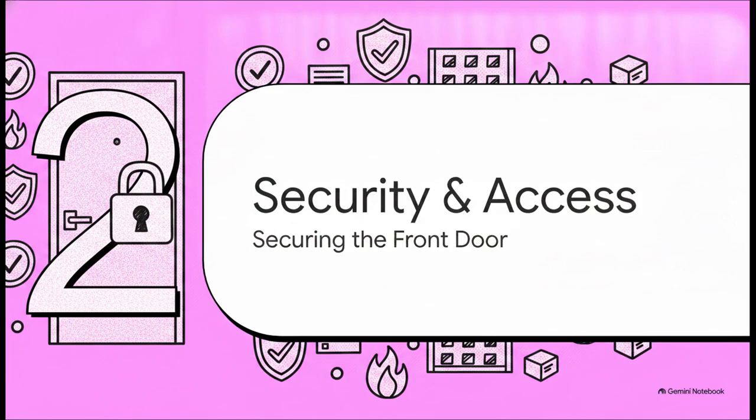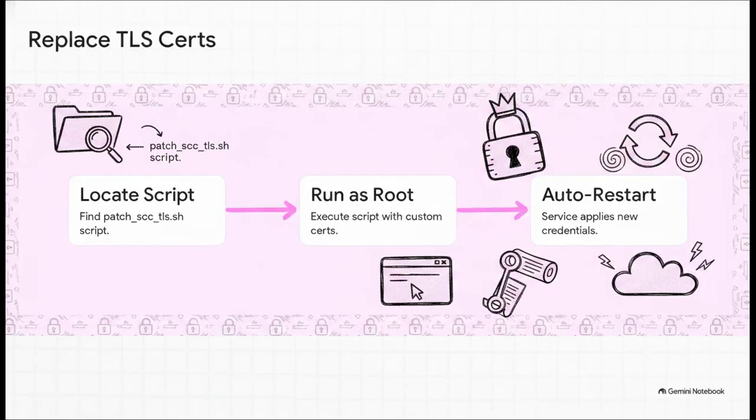Let's talk about securing the front door. Before anyone even thinks about logging in, you can, and honestly absolutely should, replace the default web and API HTTPS certificates with your own signed certificates. SCC actually makes this super straightforward using a bash script located right in your installer directory. By running the patch_scc_tls.sh script as root and just pointing it to your custom certificate and key, the system overwrites the defaults.